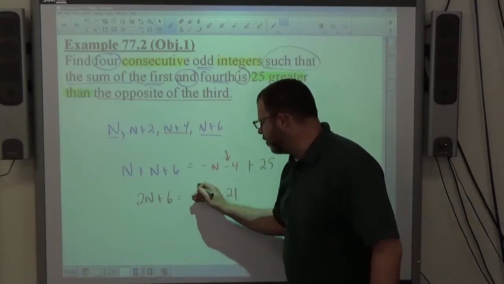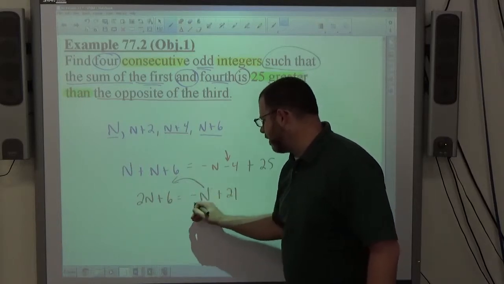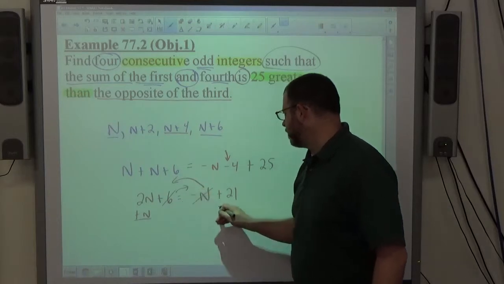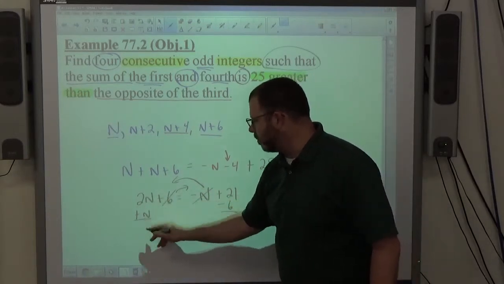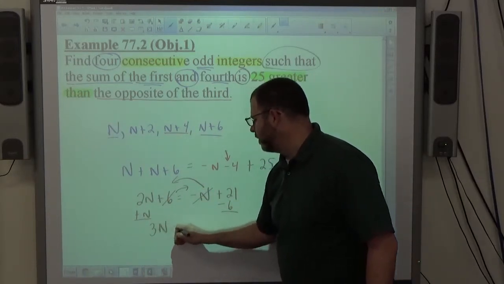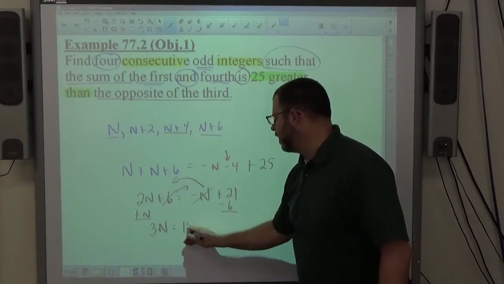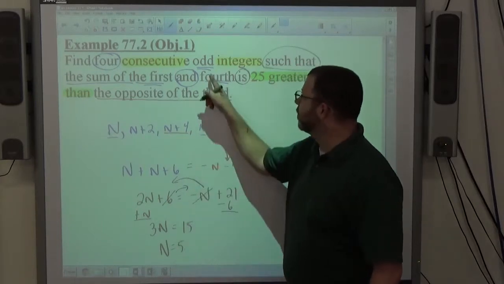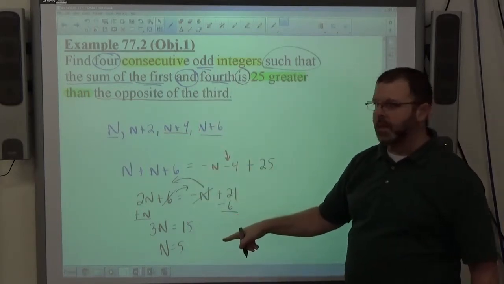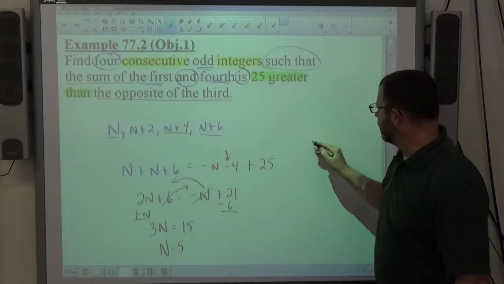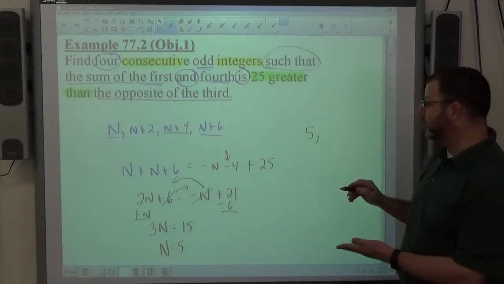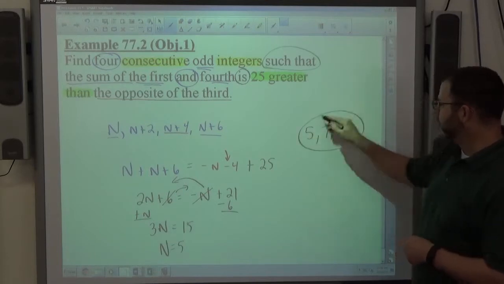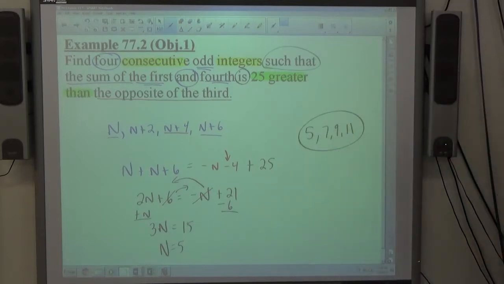If I move something across the equal sign, it's going to change sign. So negative n moves over as a plus n. Plus 6 moves over as a minus 6. 2n plus 1n makes 3n. 21 minus 6 makes 15. Divide both sides by 3, we get n equals 5, which is an odd number, right? If n's an odd number, 5, we're supposed to list 4 consecutive integers. We got to go up by 2, by 4, by 6. So 5, 7, 9, 11 would be the 4 numbers we're looking for in this case.